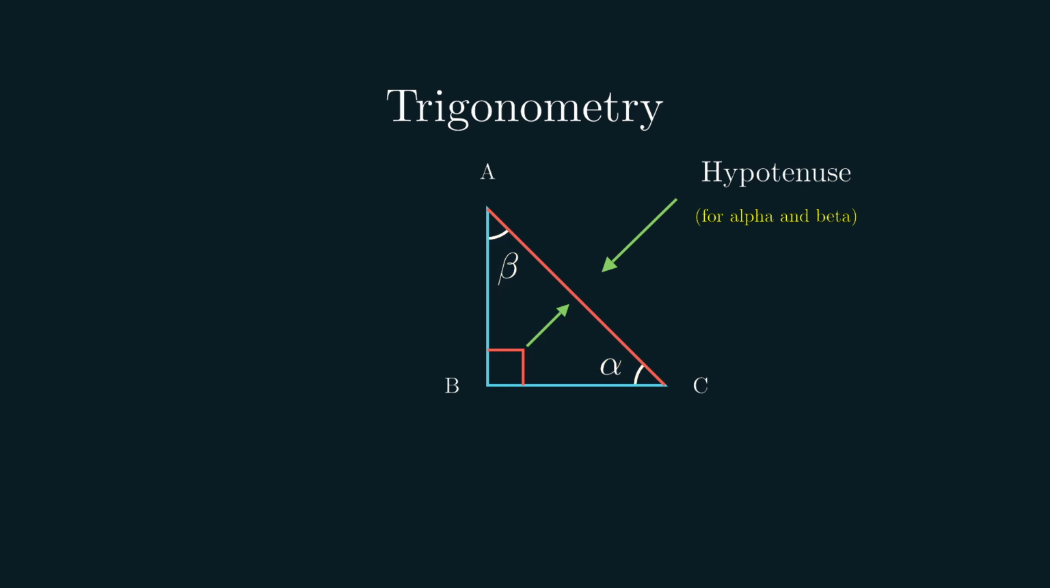Let's understand opposite and adjacent for alpha and beta now. First of all, let's understand for alpha. The side opposite to alpha is known as the opposite. The third side other than the hypotenuse and opposite is called the adjacent. Similarly, it follows for beta.